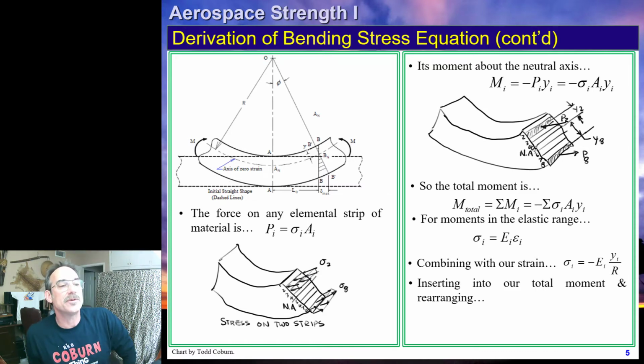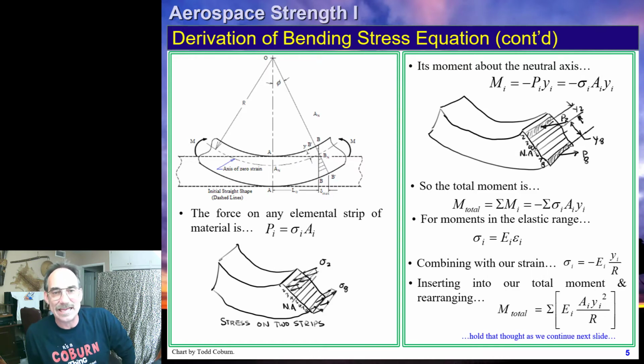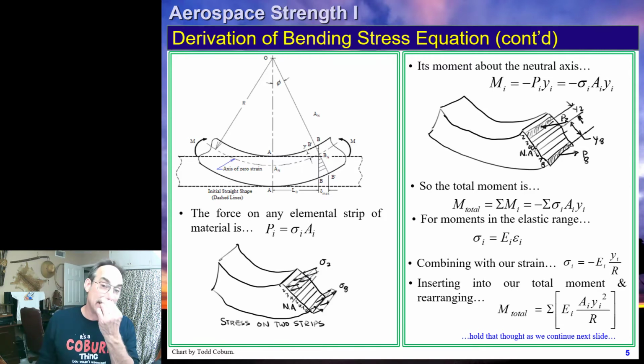If we insert this into our total moment and rearrange, we can calculate the total moment, just the summation of the E of each strip times the area of each strip times the y of each strip squared over the r. Now, we're not going to use this formula yet. We're going to keep modifying it until it becomes something simpler, so stick with me.